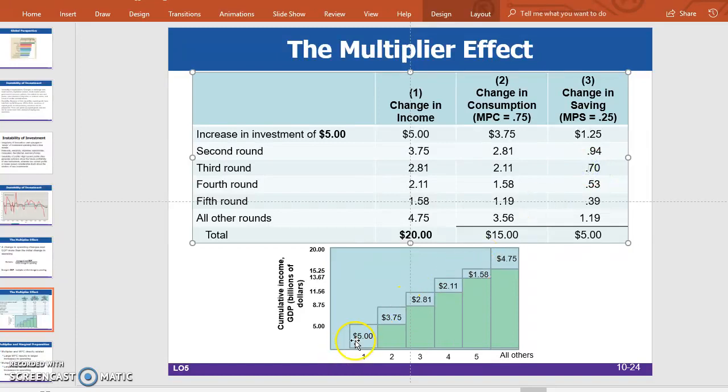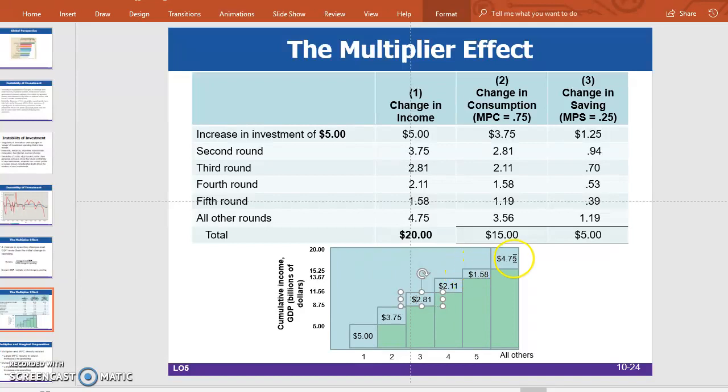Okay, now this is what they show in this step-by-step look. In the first round, income increases $5, then income increases $3.75. Then income increases 2.81. So it is like a ripple effect, right? If there is a pond and the surface of the water is still, but you throw a stone in the middle of the water, it will create a ripple effect that starts at the point where the stone enters the water and then spreads out all throughout the pond. So it is like that.